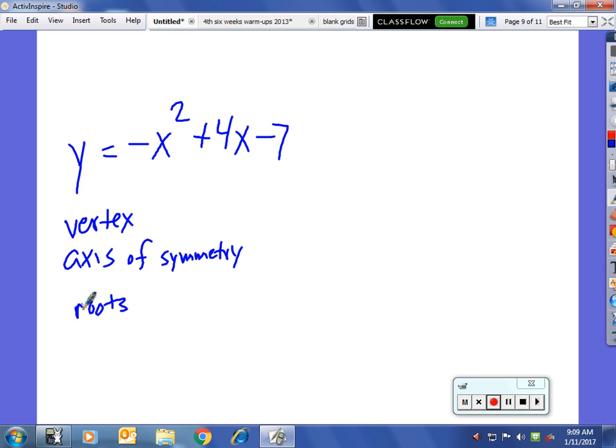Let's do vertex first. The vertex, I prefer half brain, half calculator. Opposite of b over 2a, then look in your table of values to see the y that goes with it. So you do the opposite of b over 2a real quick.